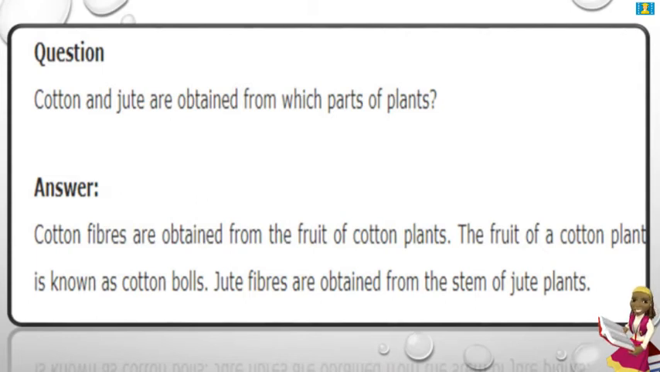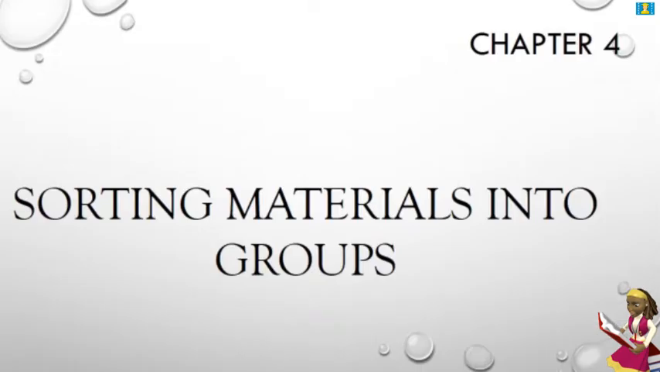Next question is, cotton and jute are obtained from which part of plants? The answer is, cotton fibers are obtained from the fruit of cotton plants. The fruit of a cotton plant is known as cotton balls. Jute fibers are obtained from the stem of jute plants.